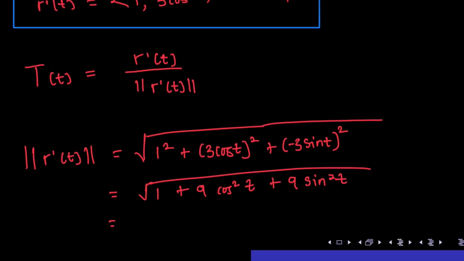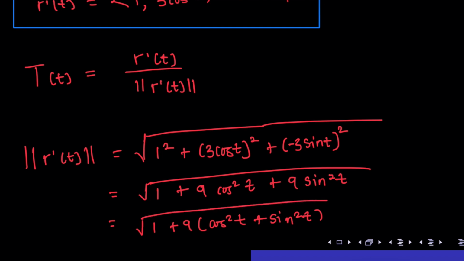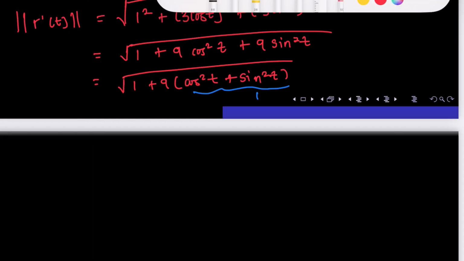Here we can factorize 9 out from the last two terms. So we are going to have cosine squared of t plus sine squared of t, and cosine squared of t plus sine squared of t is equal to 1. So our answer is going to be the square root of 1 plus 9, and that's square root of 10. So we have the magnitude of the tangent vector as square root of 10.